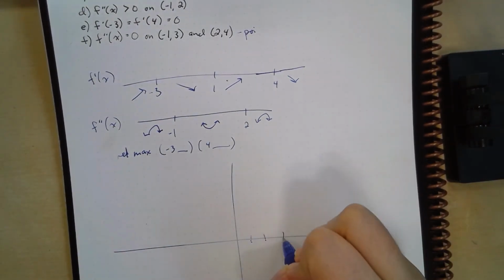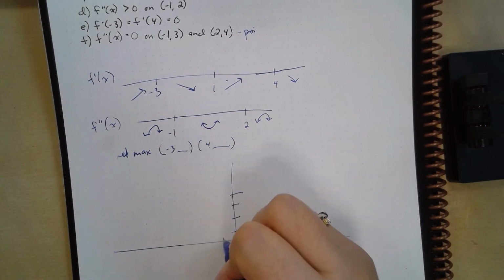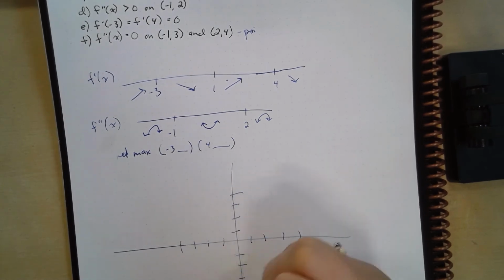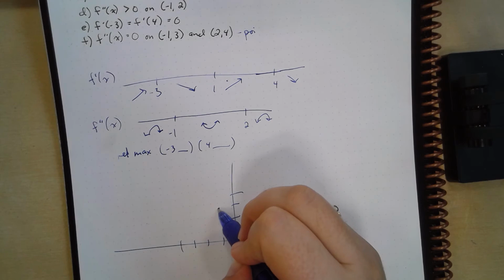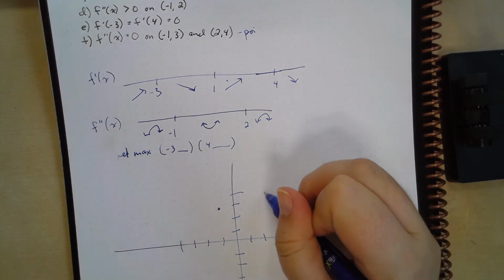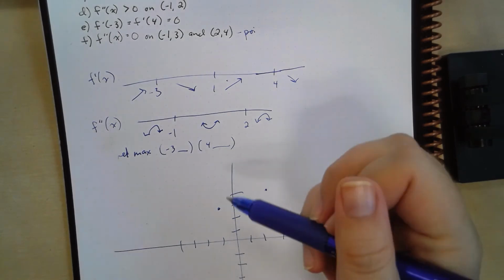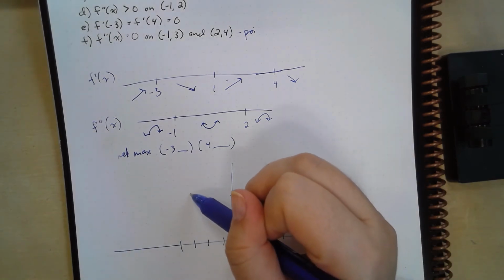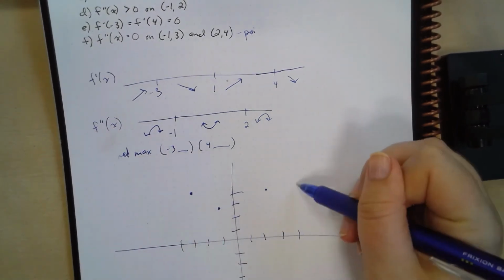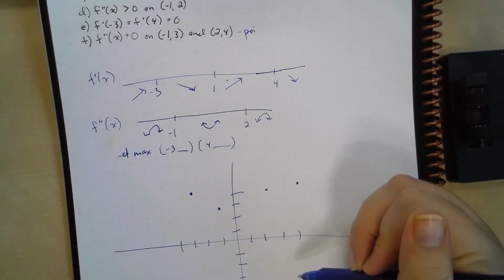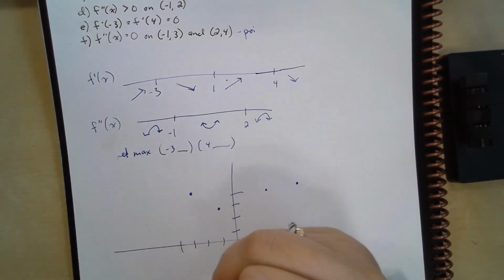So let's draw this. Okay. 1, 2, 3, 4. So at -1, we've got a point of inflection. At 2, we've got a point of inflection. At -3, something, we've got a relative maximum, and at 4, something, these are equal, we've got a relative maximum. And then we can just draw this, okay?